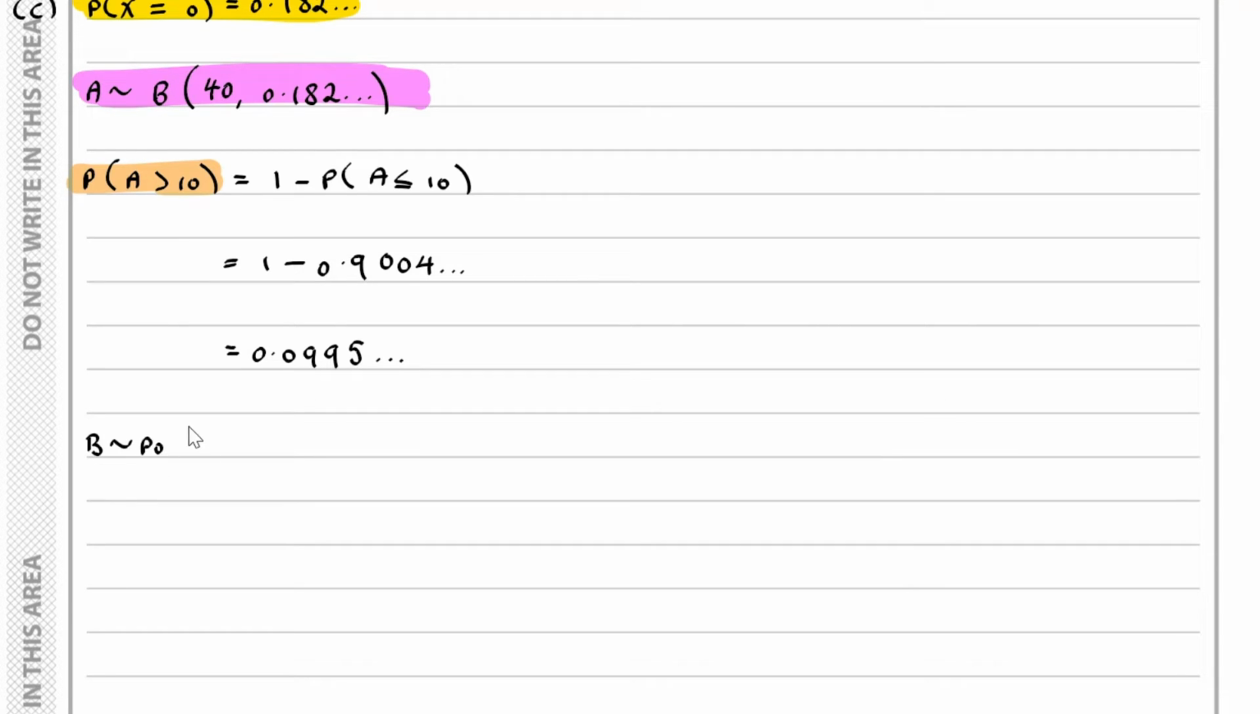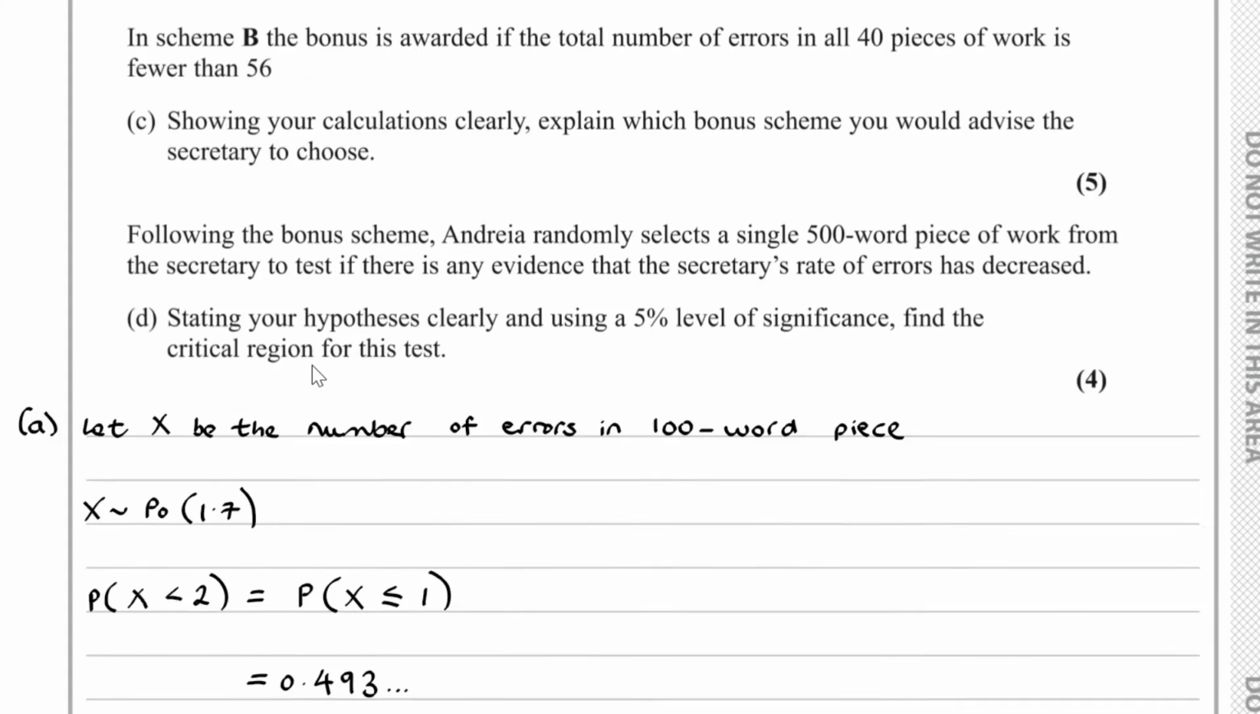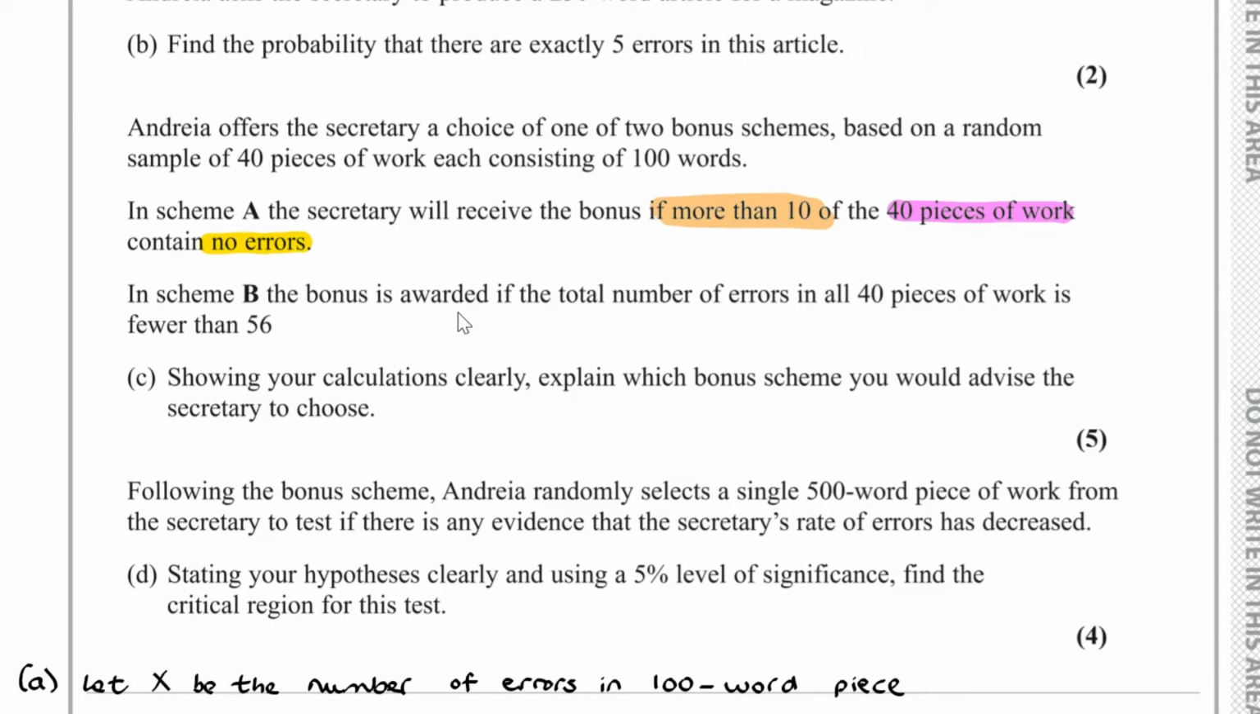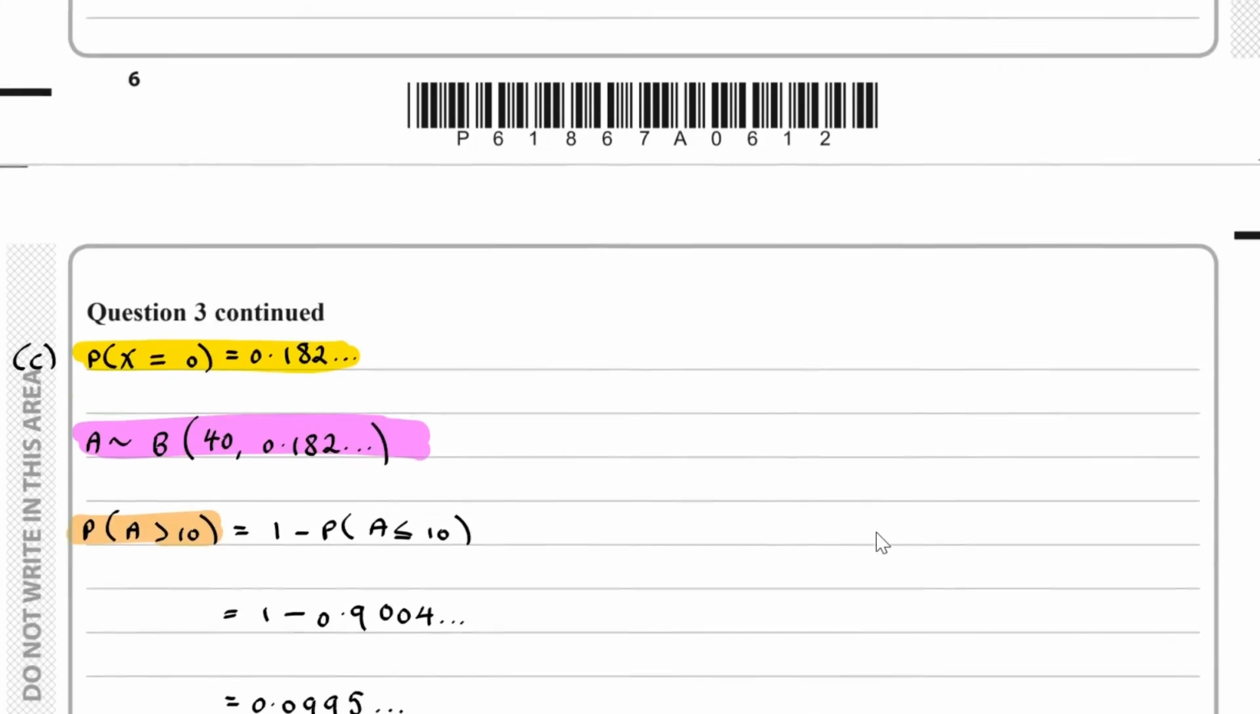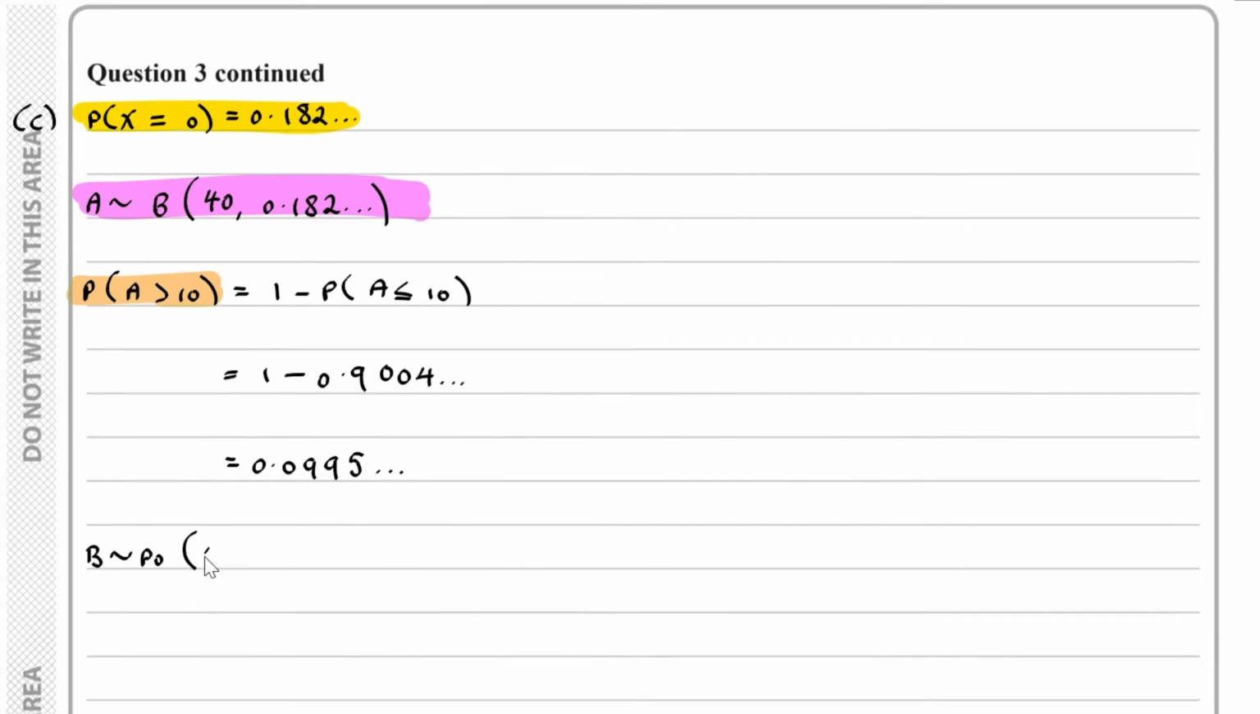we can model this with a Poisson distribution. Now, if you look back to the question, we're looking at the total number of errors in all 40 pieces of work being fewer than 56. So for each piece, remember each piece contains 100 words and the average rate of error for each piece is 1.7. So for 40 of them, we have 40 times 1.7.